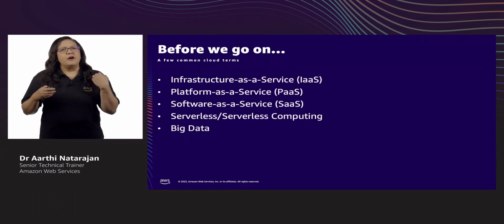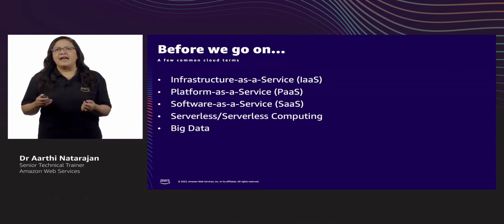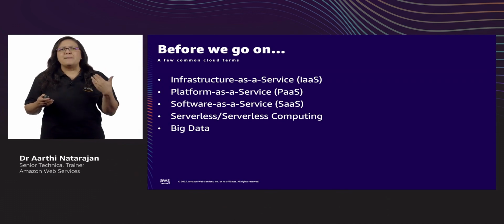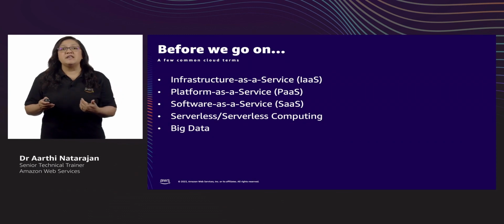Let's move on to a few common terms that you might encounter when you're discussing the cloud. Infrastructure as a service, sometimes abbreviated as IaaS, contains the basic building blocks for cloud IT and typically provides access to networking, compute, and storage. Infrastructure as a service provides you with the highest level of flexibility and management control over your IT resources and is most similar to your existing IT resources in your on-premise environment.